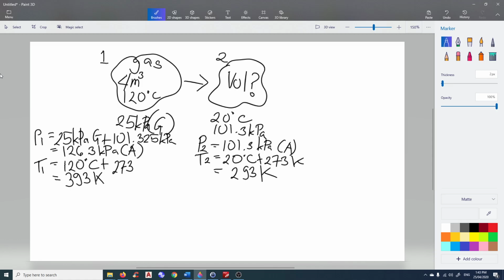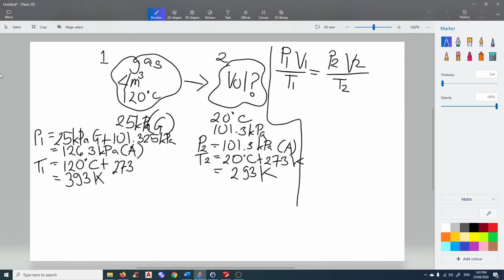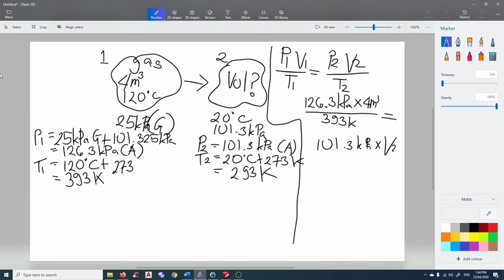Now, the general gas equation says P1 V1 over T1 equal to P2 V2 over T2. So let's put everything inside. So P1 here is 126.3 kPa multiplied by 4 cubic meter, divided by T1, 393 Kelvin, equal to P2, 101.3 kPa multiplied by V2, which is what we are after, divided by 293.